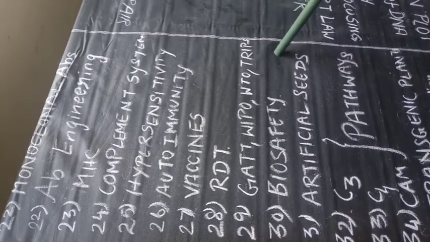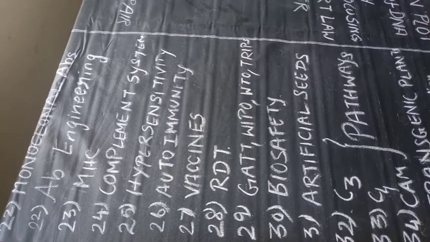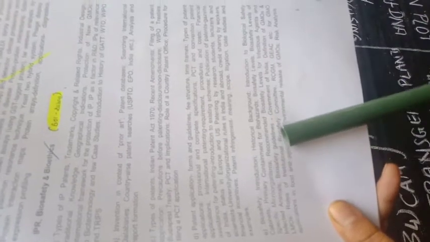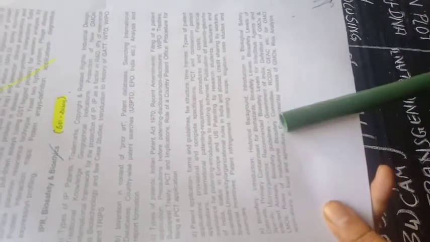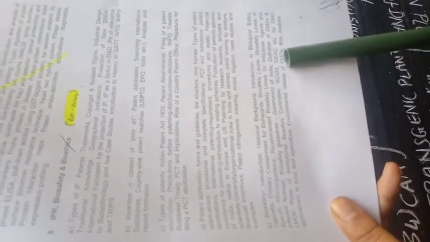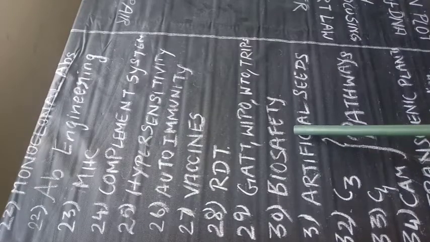Patent is also an important topic. Every year one question will come from patents. For patents you can refer to the Dubey book. In that, the types of patent, and biosafety: introduction to biosafety levels, containment, levels of infectious agents, biosafety guidelines, institutional biosafety committee, RCGM, GEAC. You should also know about this biosafety. That is our next topic, friends.